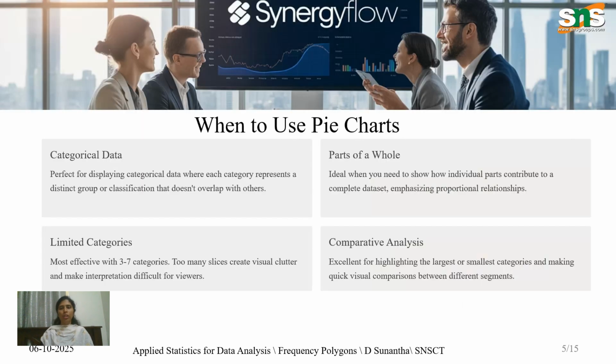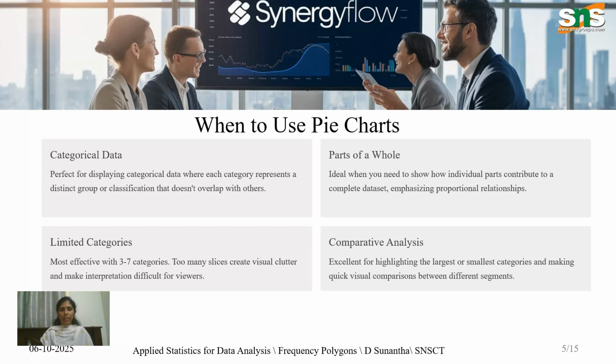So the next one is when to use a pie chart. As we all know, if we have any item, we have to know when and where to use that. So let us see where we can use this pie chart. The first one is categorical data, perfect for displaying categorical data where each category represents a distinct group or classification that doesn't overlap with others. The next one is parts of a whole, ideal when you need to show how individual parts contribute to a complete data set, emphasizing proportional relations.